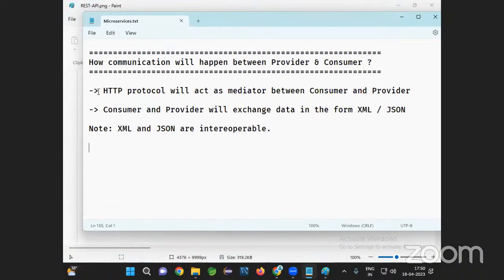HTTP protocol will act as a mediator between consumer and provider. Consumer and provider will exchange data in the form of XML or JSON. XML and JSON are interoperable.